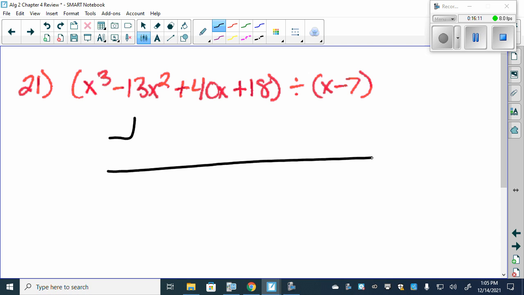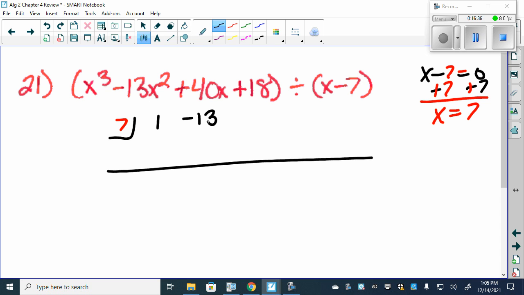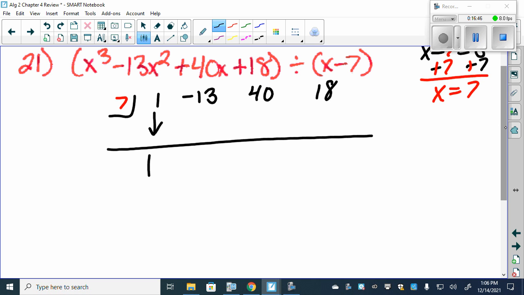So this one, in the cubby hole, it would be positive 7, right? It would be positive 7, because we would take x minus 7 and set it equal to 0. Add 7 to both sides, which tells us that x is equal to 7. So going across the top, we would have 1 for x to the third, negative 13 for x squared, 40 for x, and 18 for our constant term. Then we would bring down the 1.